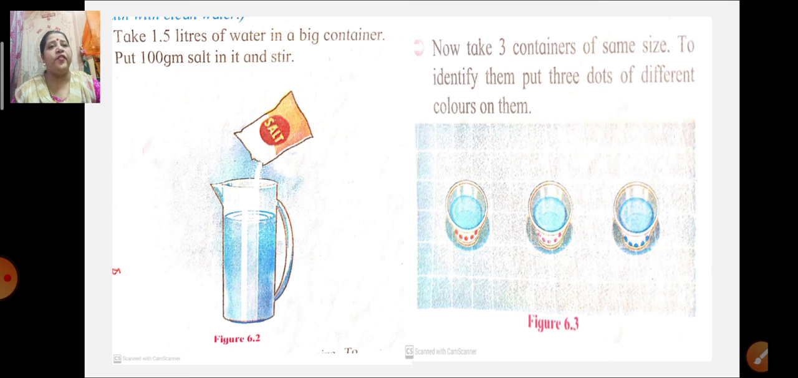Take 1.5 liters of water in a big container. Children, you are going to do this experiment and see. Put 100 grams of salt in it and stir it very well. Now take 3 containers of the same size, as you can see in this picture. To identify these containers, you have to put 3 dots of different colors on them, so that you understand which container is which.